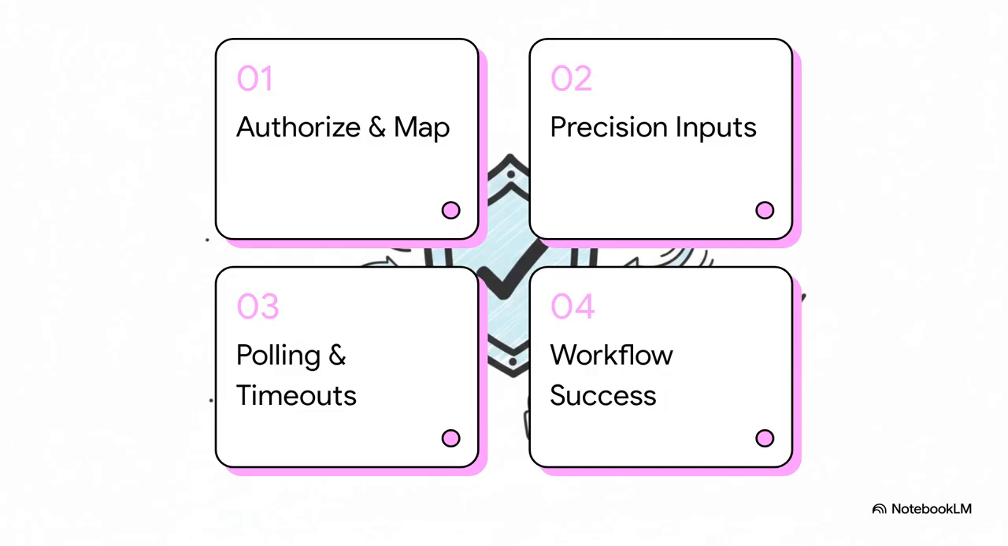To get us there, we're going to run through a highly practical operational checklist. We'll cover 4 main areas. First, authorizing and mapping your workflow. Second, precision inputs in session context. Third, establishing rigid polling limits and hard timeouts. And finally, defining and measuring true workflow success.